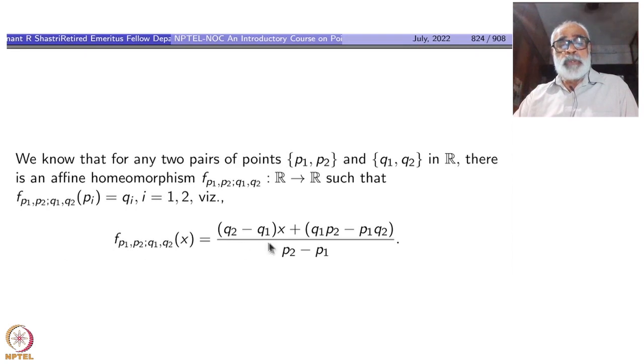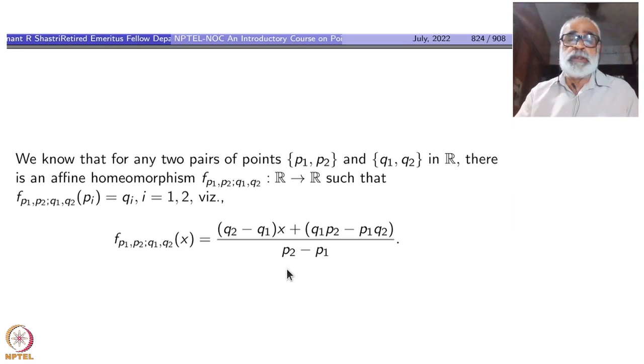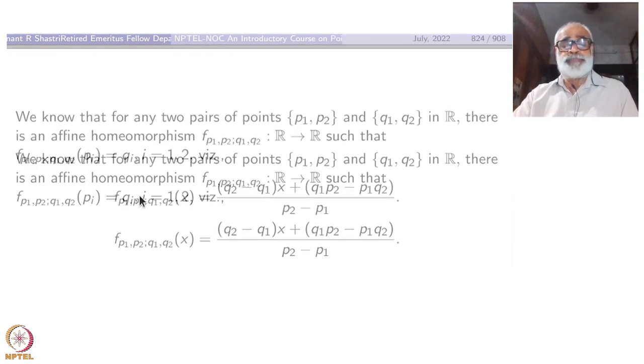All that you have to do is take (q1 minus q2) times x plus (q1 p2 minus p1 q2), divided by p1 minus p2. It is a polynomial map. There are much stronger things by interpolation, for example Lagrange formulas for polynomial maps and so on. This is just an elementary thing here, the linear function, doing the same job, namely one point at a time, one point going to one point.